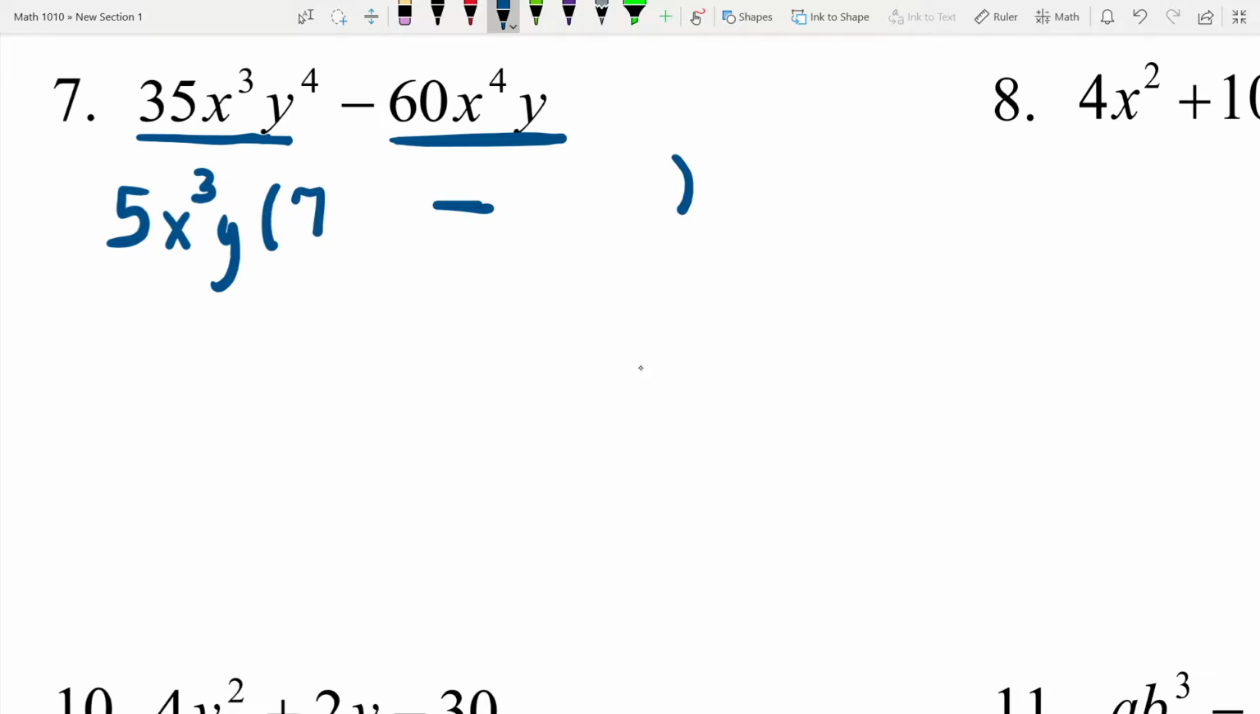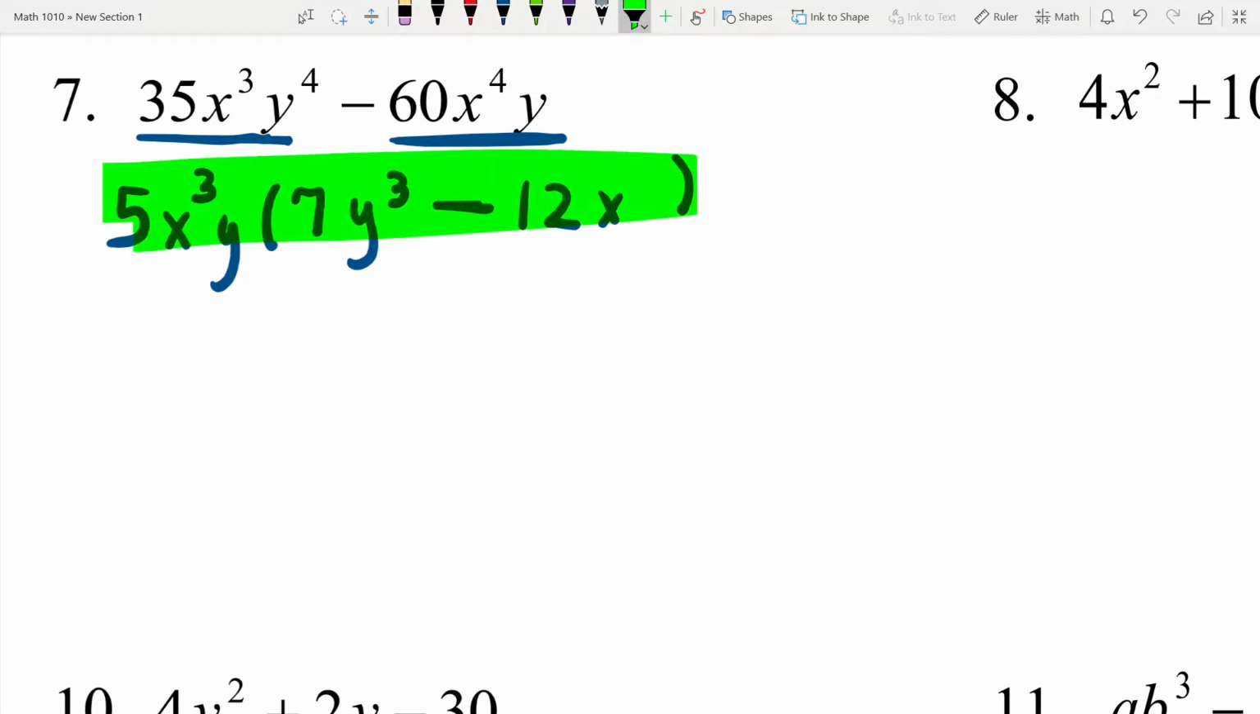I have 3 x's. I take them out. They're gone. I have 4 y's. I take out 1. I still have 3. 60 divided by 5 is 12. I have 4 x's. I take out 3. I still have 1. I have 1 y. I take it out. It's gone. That's my answer. I can't factor any further. That's my answer, and I'm done.